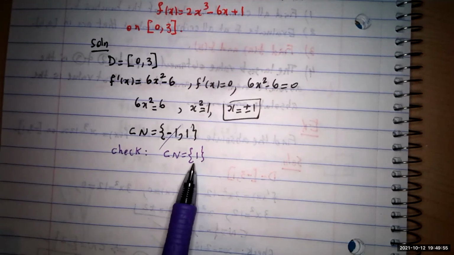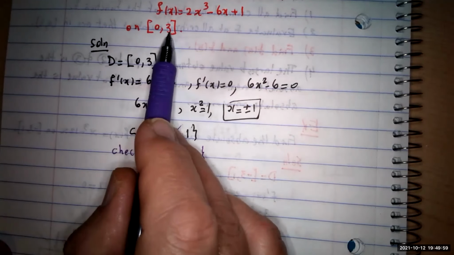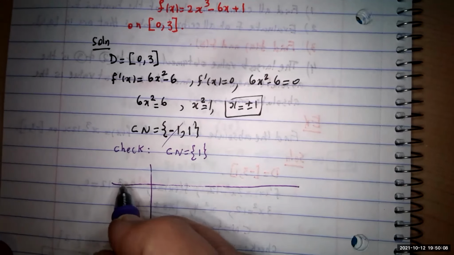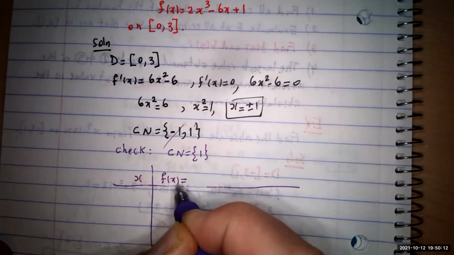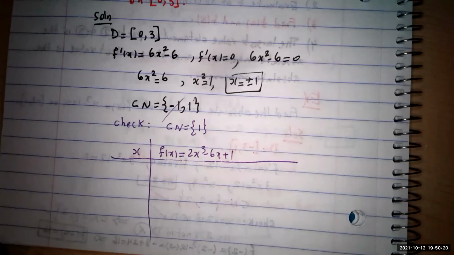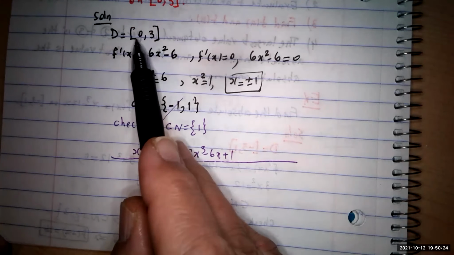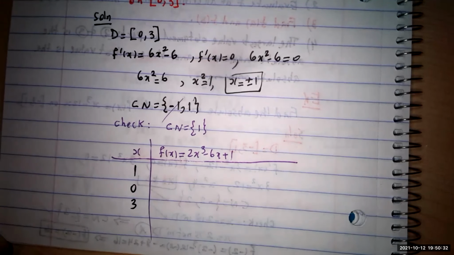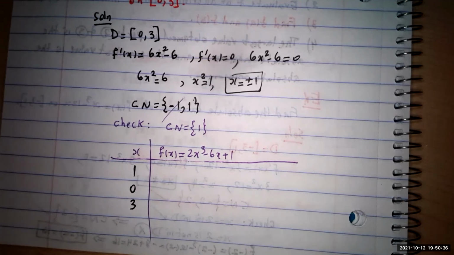So the candidate from the critical number is 1. You have to find the value of the function at 1, at 0 and 3. This is the way we do it. We draw a chart. Okay, that's quick. So this is the x, and this is f of x. And your f of x is 2x cubed minus 6x plus 1. The numbers that we are going to check are the one from the critical value, which is only 1, and the ones from the endpoints, which are 0 and 3. In this format, you will see the numbers quickly, and you just do it right away to get your number.